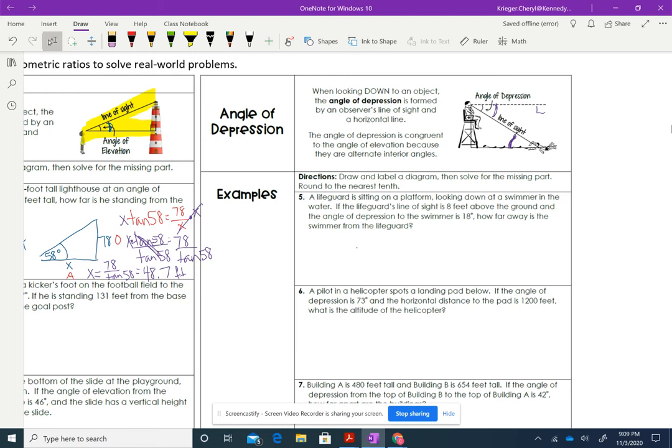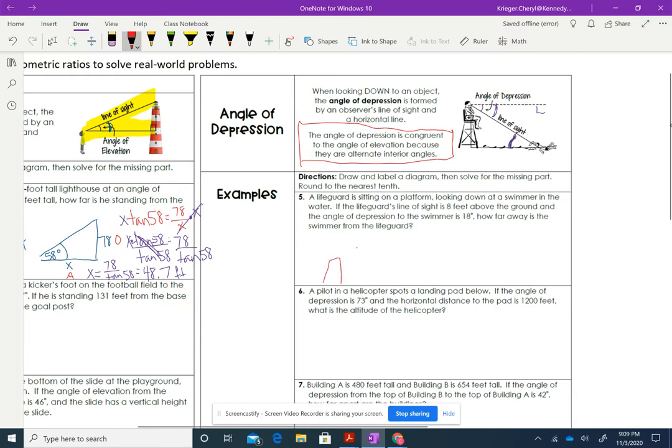So I kind of introduced angle of depression, right? The most important part of this is that the angle of depression is congruent to the angle of elevation because they're alternate interior angles. Okay, so we're going to draw a picture for question number 5. It says a lifeguard is sitting on a platform looking down at a swimmer in the water. So I'll draw a picture similar to the one in the example.